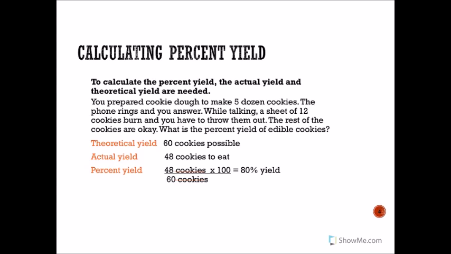When we're calculating percent yield, the actual yield and the theoretical yield are needed. If we prepared cookie dough to make 5 dozen cookies, the phone rings and you answer. While talking, a sheet of 12 cookies burn and you have to throw them out. The rest of the cookies are okay. What is the percent yield of edible cookies? You, in theory, should have had 60 cookies, but you can only eat 48 cookies because of those 12 that burnt. Your percent yield would be 48 cookies divided by 60 cookies times 100, which is 80% yield.